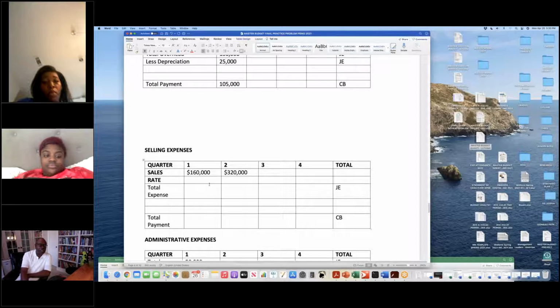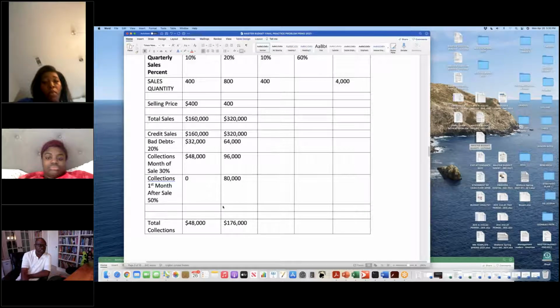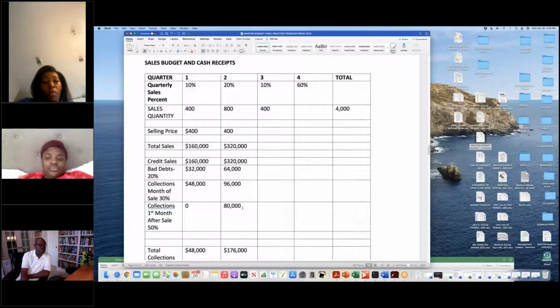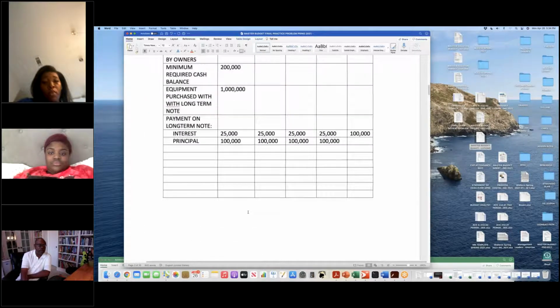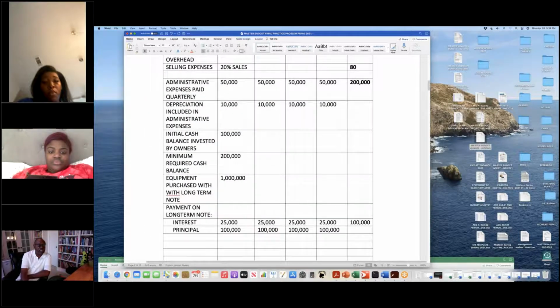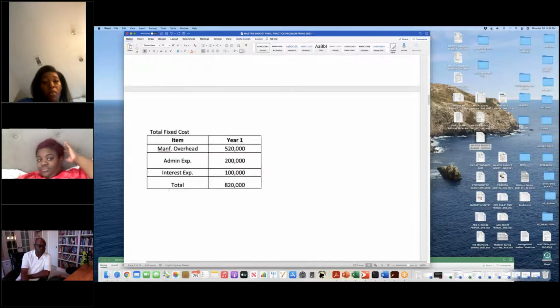So our selling expense rate was what? Make it easier to show you what we're doing. So we put sales in. Then we put that rate. A lot of times we're adjusting to make it easier for understanding. And it says in the assumptions that our selling expense rate is what? 20%. Yeah, so you just do 20% of 160.